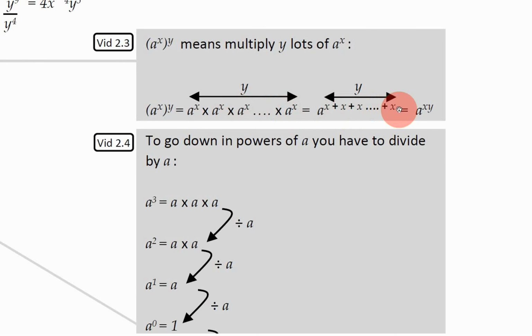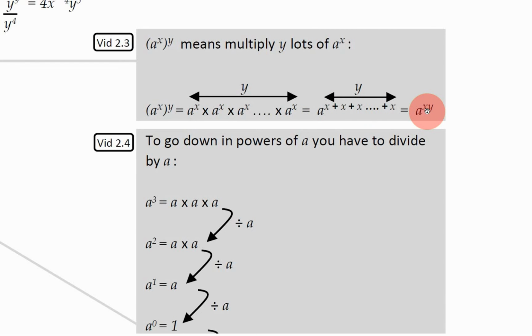Now, I think it's quite easy to see that if you've got y lots of these x's adding together, then that is the same as just xy. Let me just explain it a little bit further, just in case that's a bit confusing. If I've got two x's, I write 2x. If I've got three x's, x plus x plus x, that's 3x, isn't it? So if I've got y of these x's adding together, that's xy, or yx if you want to, same thing really. So this bit here is equal to xy, and so you've got a already there, so it becomes a to the power xy, like I've got there.